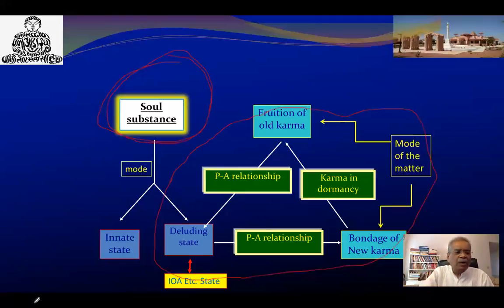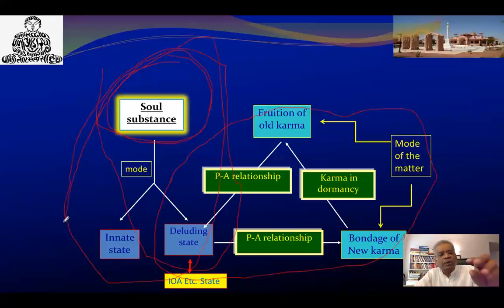But if I look at the deluding state, of course it occurs when it looks at the fruition of karma, etc. But actually it is occurring within me. So if I'm looking from the modal perspective, then this whole thing belongs to me. This whole thing belongs to me, meaning soul substance, innate state, deluding state, whatever it is occurring within me. So if I'm looking from the whole perspective, then the deluding states are mine.